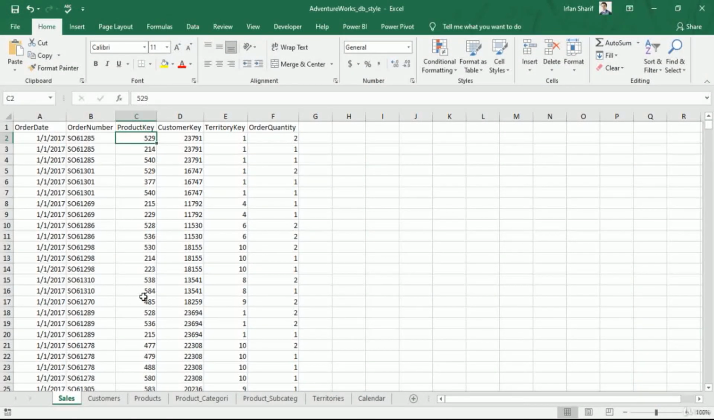And because a pivot table works only on one single sheet, a normal pivot table cannot enable us to analyze this particular data. For that, we will be using Power Pivot.